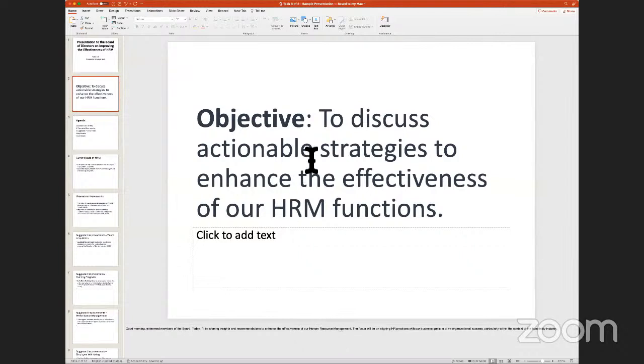And in this case, what I've done is to discuss actionable strategies that enhance the effectiveness of the HRM function within the organization. So here you can name a fictitious organization that you have taken in tasks 1 and 2. So I would say Bali Tours and Travel, and that is where it gives a context to what you're preparing as far as the presentation is concerned.